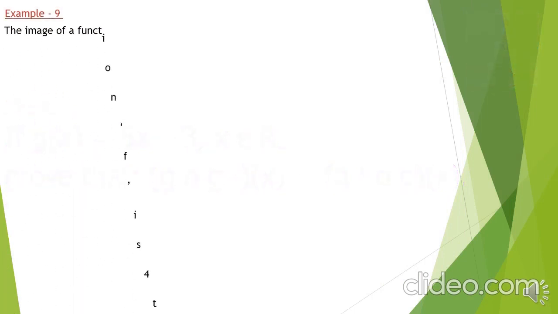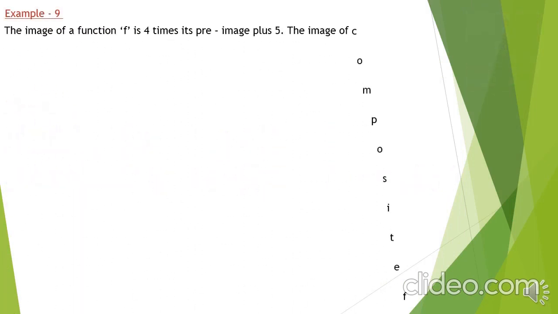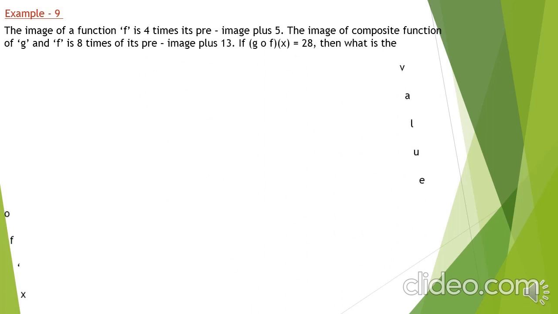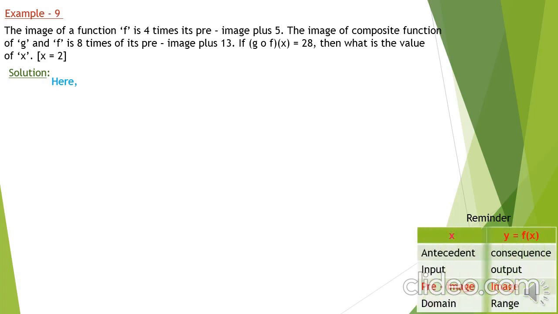The image of the function is given in different ways. It's a 5 marks question. First we have to construct the function. First we are going to construct a function f, and you can see the screen here. Now, a reminder from class 9: if x is given, then it's the pre-image, domain, input, and antecedent. And if y is equal to f(x), then that y is the consequence, output, image, and range, isn't it?